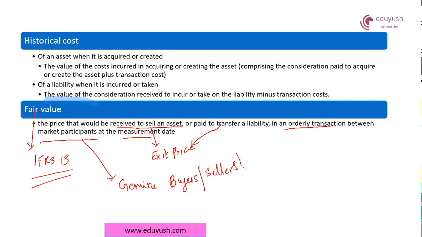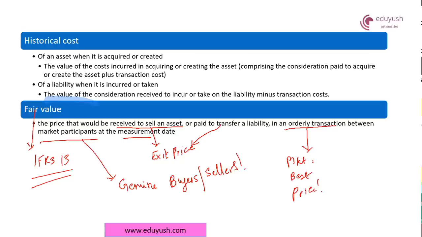So I'm not talking of a transaction made with your friend, with your relative, which might be at a discounted price. If I want to say what is a fair value, it is a transaction or value at which you will sell it to an outsider in the normal market conditions. In an orderly transaction, that means in the market where you get the best price.